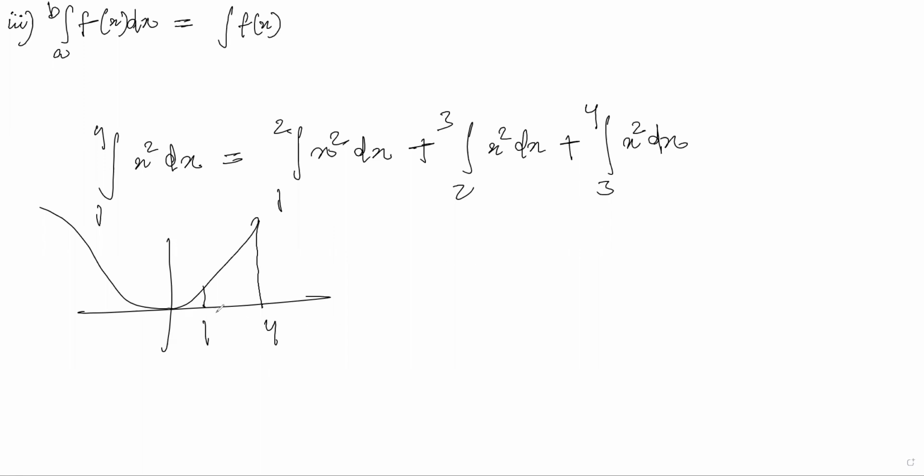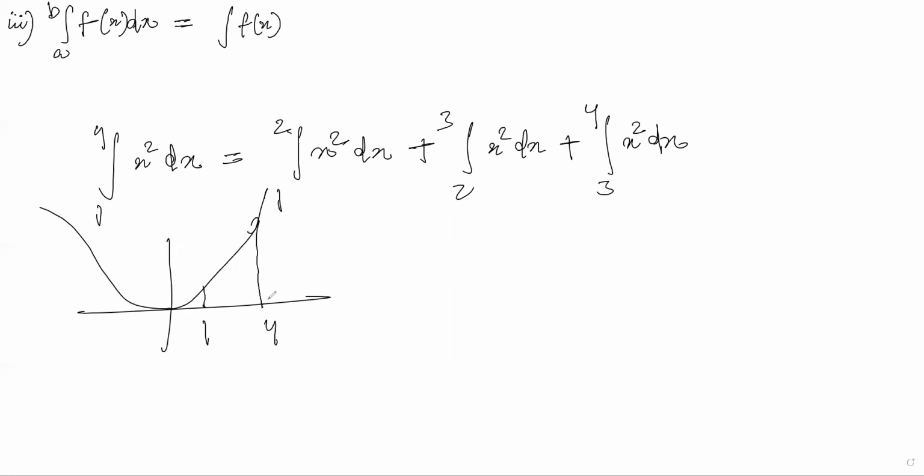Like if I want to integrate x square from 1 to 4, I could have integrated it from 1 to 2, 2 to 3, 3 to 4. Obviously, that process would be cumbersome. That process would be long. I would not do that until I need to. But we can certainly do that. And there is a very basic explanation to that.